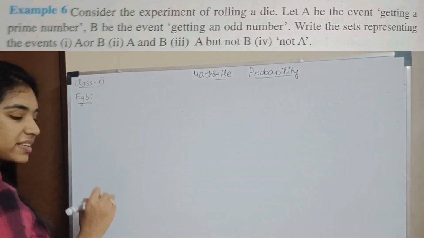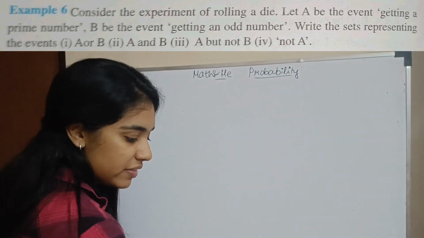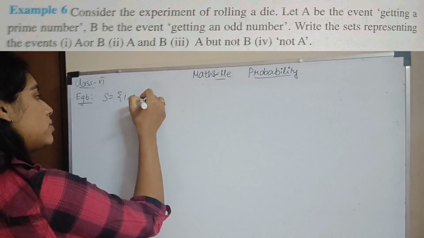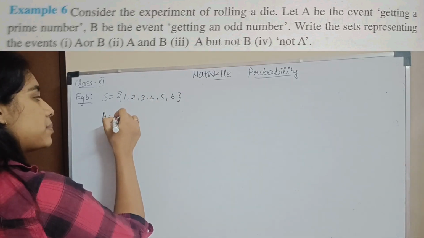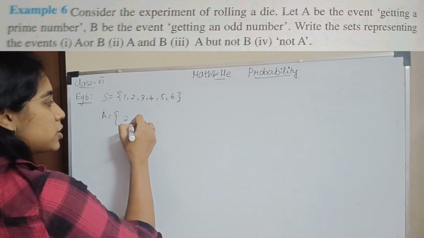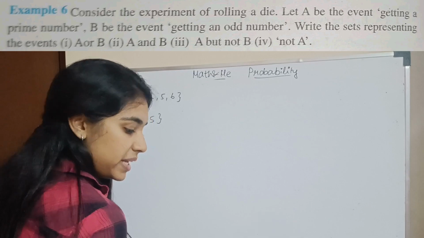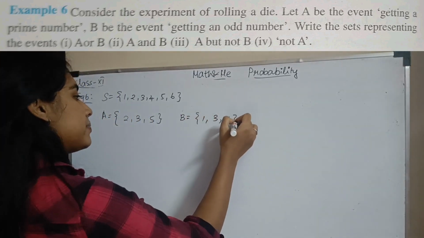Example 6. It is a very simple example. Consider the experiment of rolling a die. Let A be the event getting a prime number. So first sample space and rolling a die. So you have 1, 2, 3, 4, 5 and 6. So you have A, which is a prime number. What are all the prime numbers? 2, 3 and 5. And B is the event of getting an odd number. Odd number என்னன்னா? 1, 3, 5.